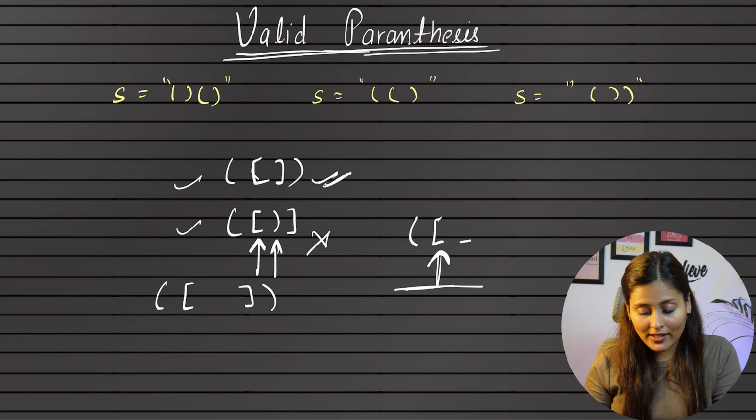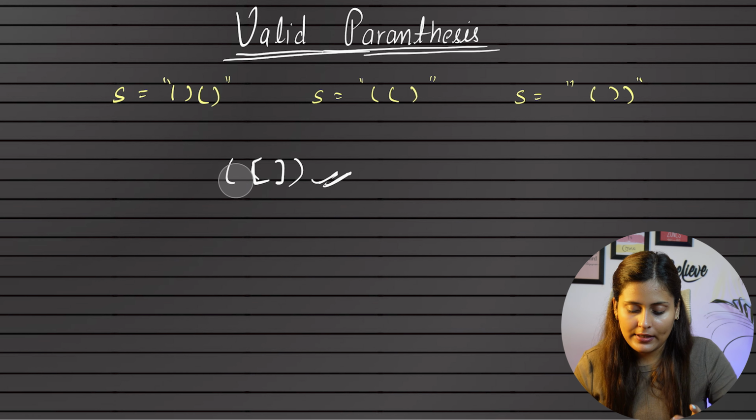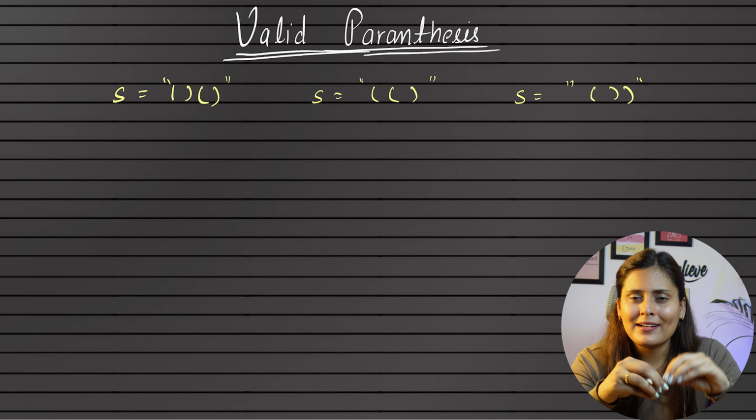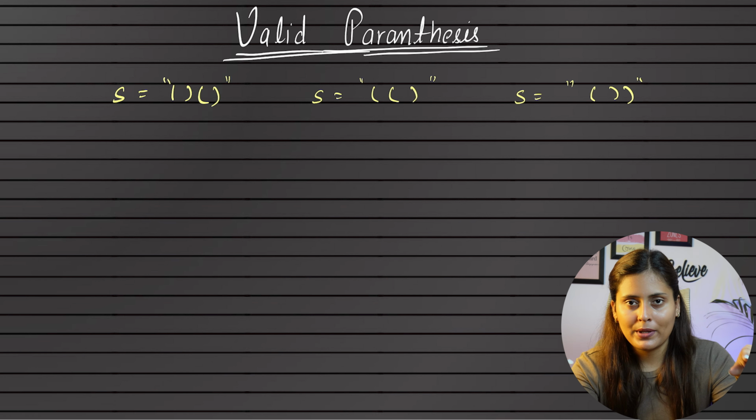But first we'll check the brute force code. Like, how can we think for this? No matter whether we write brute force or optimized, first we have to come up with the test cases, what type of test cases we have to check for, so that we can write the code. So I have taken 3 examples for you.